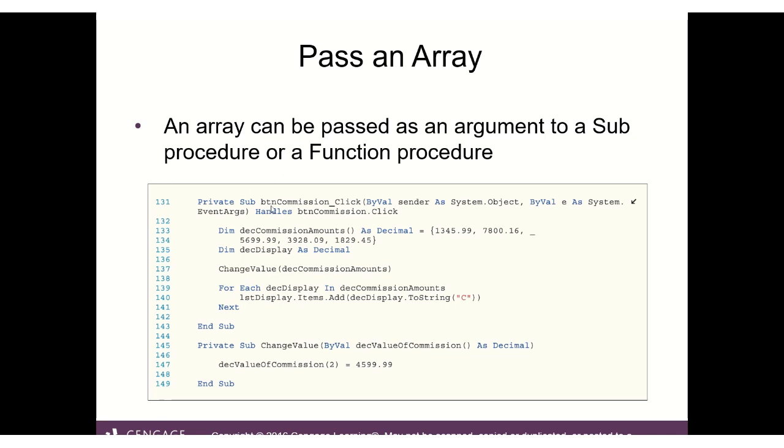So you can do, I mean, this button commission click, let's have some fictitious function. You can pass an array to it. So what you do here, for example, you define it like that, and then you have the change value, this one, and you say here DEC value of commission, then you have a parenthesis. This indicates that we are passing a value. You do the by value, and then you pass this variable here. That's the way you pass the value. Line number 137 reflects it.